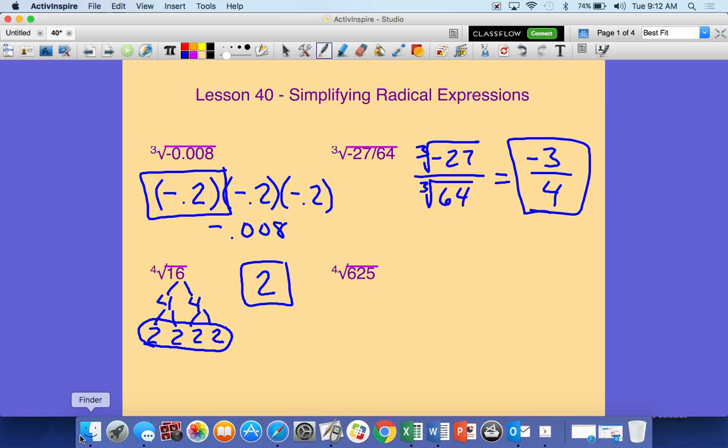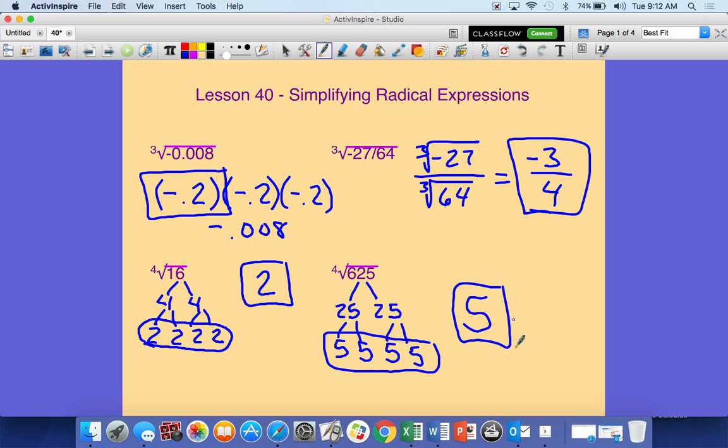With this fourth root of 625, we can do the same thing. 625 is 25 times 25. This breaks down to 5 and 5, 5 and 5. We're looking for the fourth root, so we need four of them that are exactly the same. There's four 5's, so our answer is 5. Realize that we're only taking one of them out of that though. So our answer for this one is just a 5. It's not a 25, it's not multiplying all four of those together, it's just one of them.